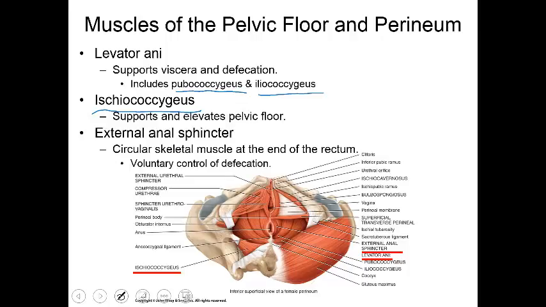So you see that in women that have had difficult childbirths or have had several children, that the pelvic floor muscles tend to become weak. So there are exercises that people can do to strengthen these pelvic floor muscles. And the most popular one to do this is the Kegel muscles.